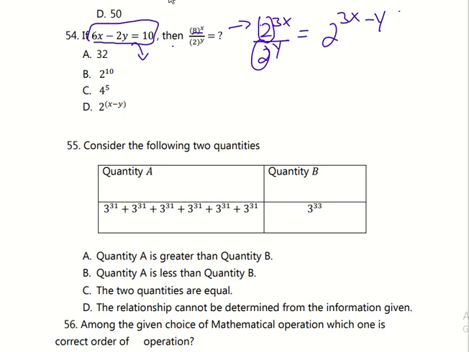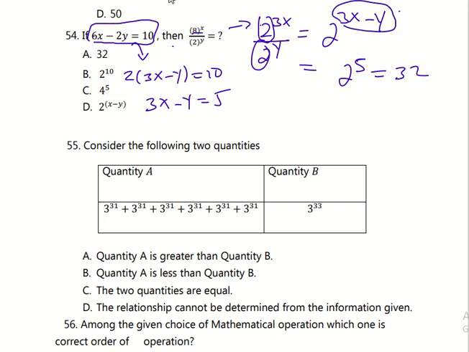I can take 2 common from each. When I take 2 common, 3x minus y remains, which is equal to 10. Then divide by 2 both sides, so 3x minus y is equal to 5. So it is equal to 2 to the power of 5, that is 32. Because this is 5 already, I got it here. So the answer should be A.